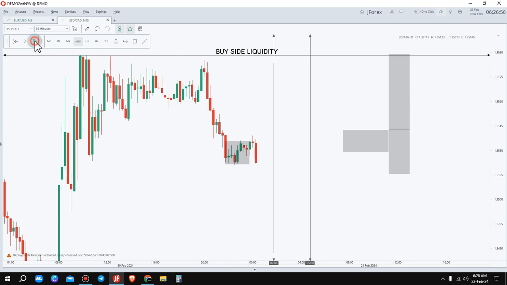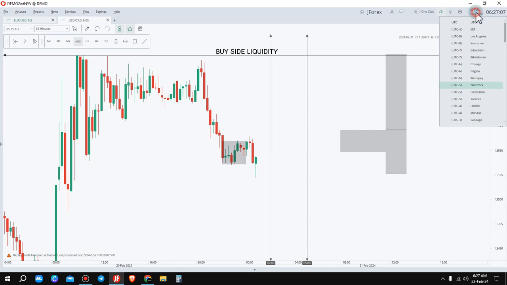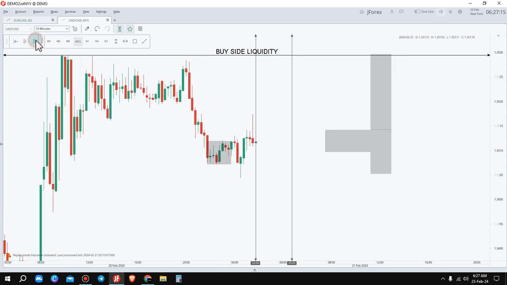So let's move price forward, and the low is taken, but we are not in the 2 a.m. time zone yet, so we will still wait. And remember, whatever trading platform you are using, make sure you select the New York time zone. So let's still move price forward, and we are in the 2 a.m. time zone.